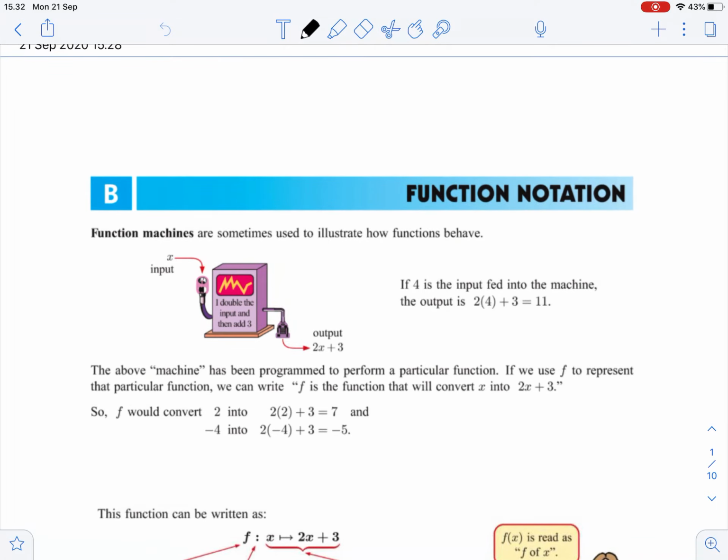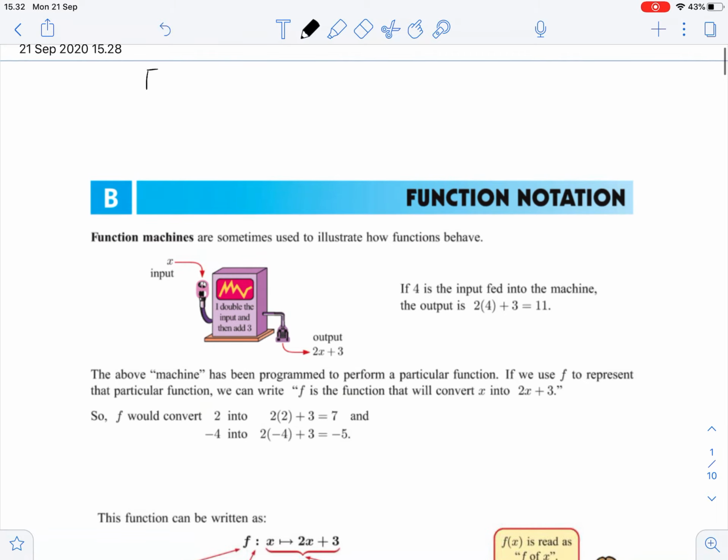All right, we will now begin a new unit about functions. And for HL, this is chapter 15 and chapter 16, both in the blue book. And for SL, this is chapter 3 and chapter 4 in your black book.